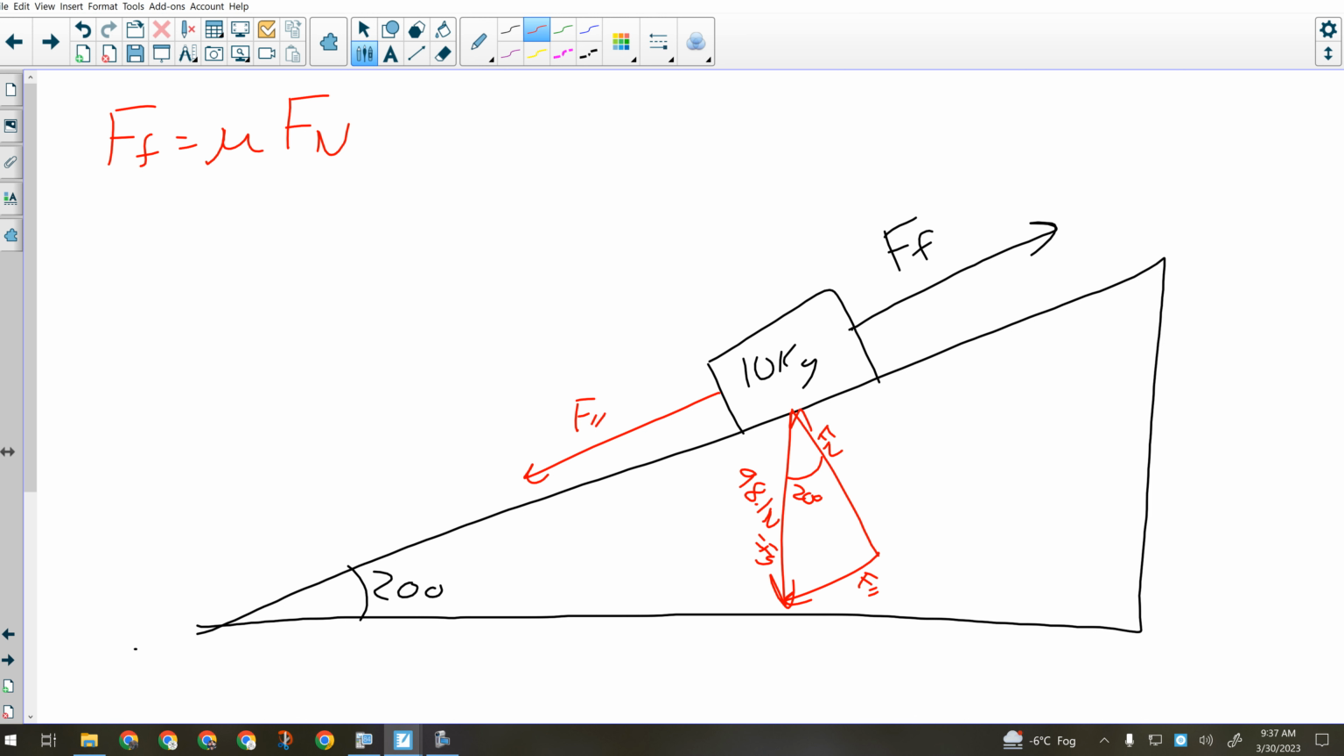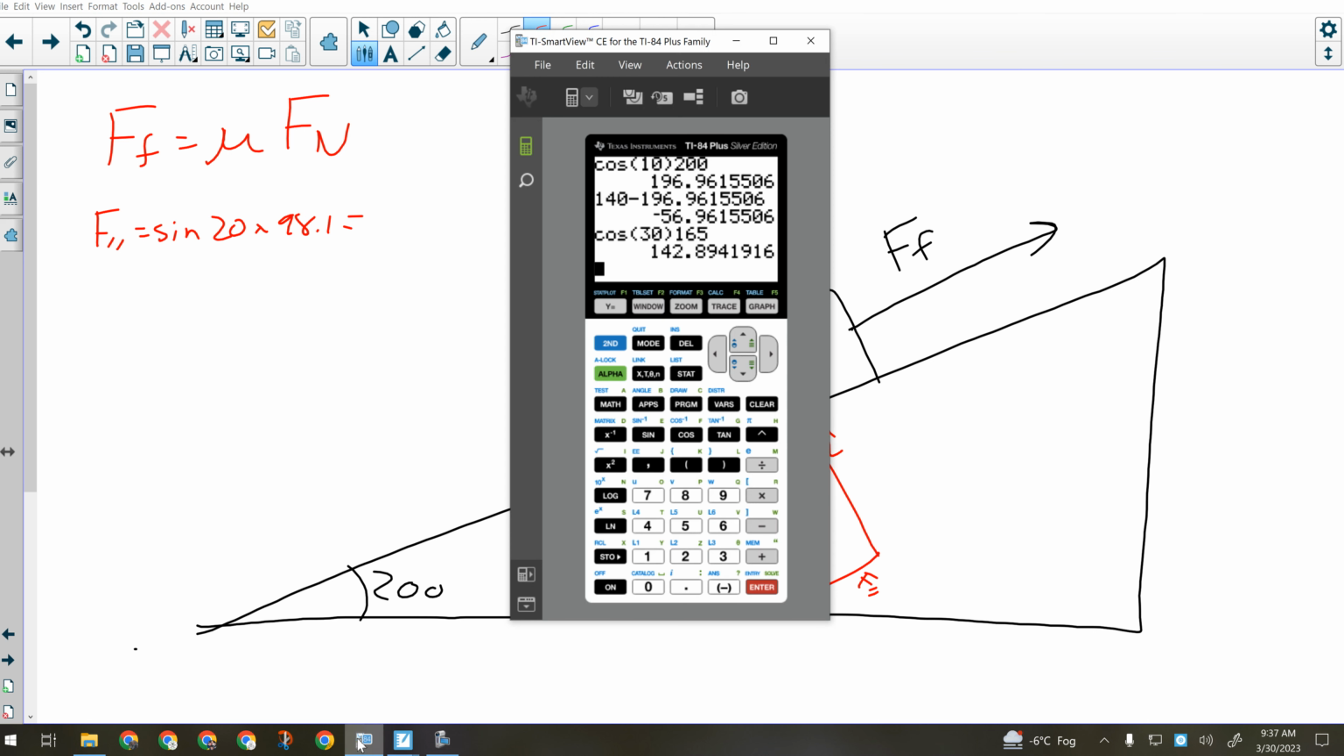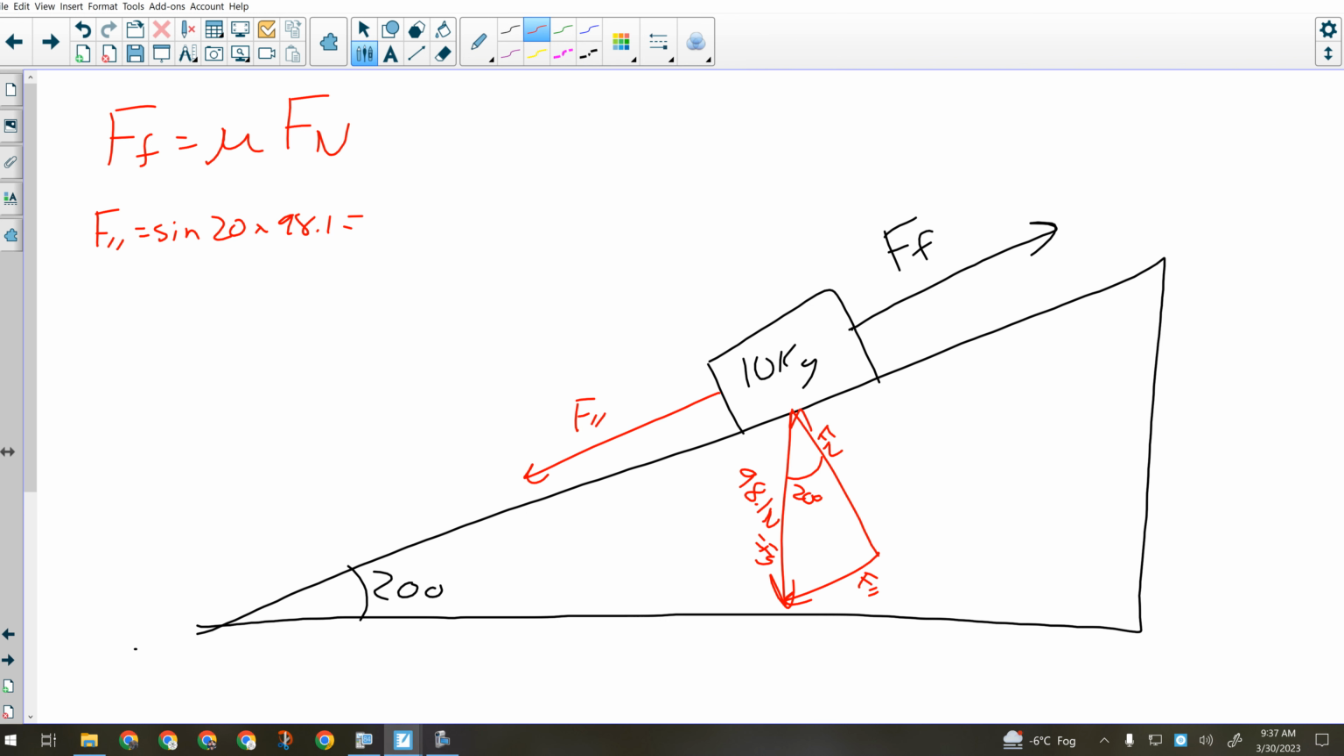So let's calculate the two sides of our triangle because we know we're going to need both of those. I'm going to have F parallel be the sine of 20 times 98.1. So we're looking at 33.55 newtons. Since the net force is 0, that means the force of friction is also 33.55 newtons. This would be up ramp, because this one is down ramp.